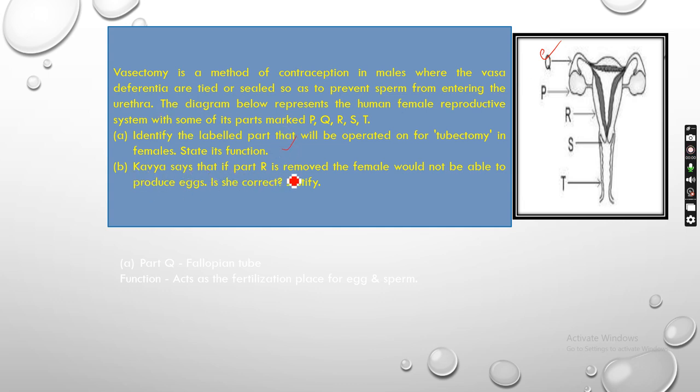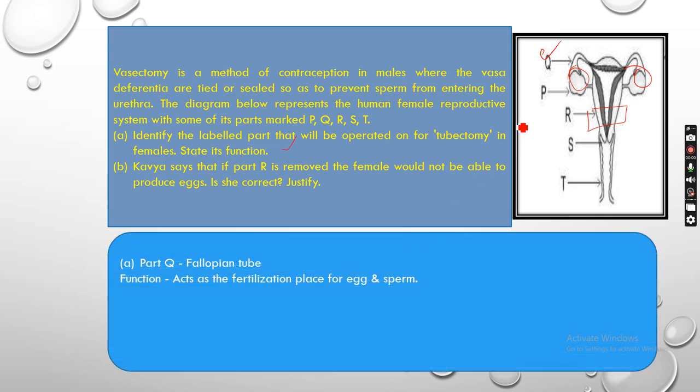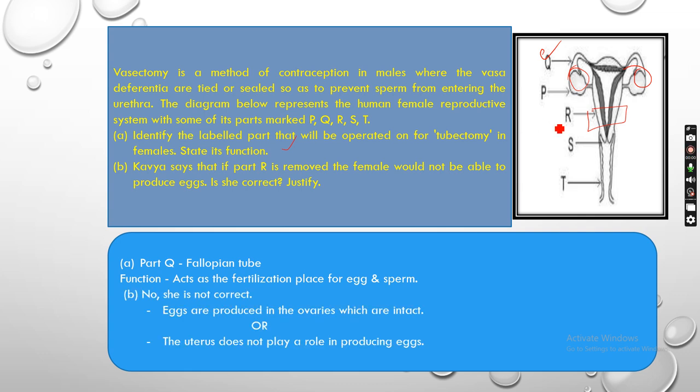B. Kavya says if part R is removed, the female would not be able to produce eggs. Is she correct? Now where is R, you see? So this one. Okay, so Kavya is saying that if we remove R part, whether the female would be able to produce eggs. So you have to know where the egg is produced. So here we don't have the production of eggs. Eggs occur here, production of eggs, right? So that means she is wrong. So here she is not correct.